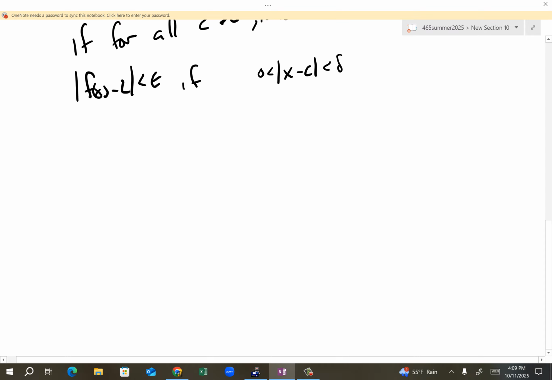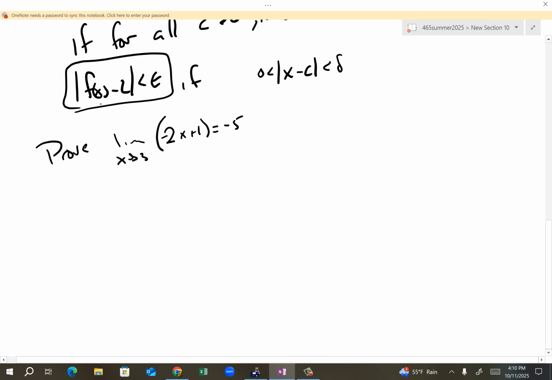So this is going to require some algebra from us. We want to prove this one, for instance. Prove that the limit as x approaches 3 of negative 2x plus 1 is equal to negative 5. So that's what we want to do. First things first, we're going to look at this piece right here. We take negative 2x plus 1 minus negative 5, which is less than some epsilon value. Well, that's going to be negative 2x plus 6.